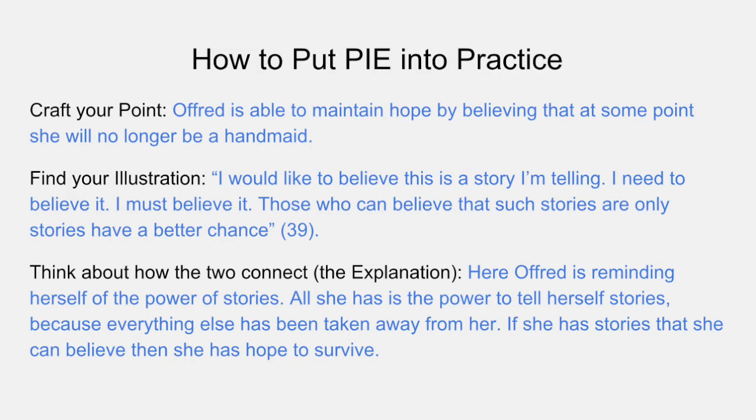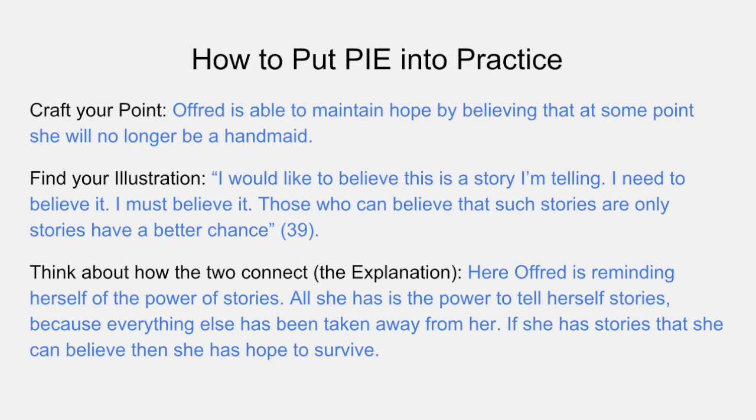If we think back to Toulmin, that is what Toulmin would call the warrant, right? So the P part of this, the point, is similar to what Toulmin calls a claim, and the evidence is the same thing as the illustration. And then here we have the explanation, which is again what Toulmin would call a warrant. So let's put this into practice. Let's say that I want to craft the following point, that Offred is able to maintain hope by believing that at some point she will no longer be a handmaid. That's my point, that's my claim.